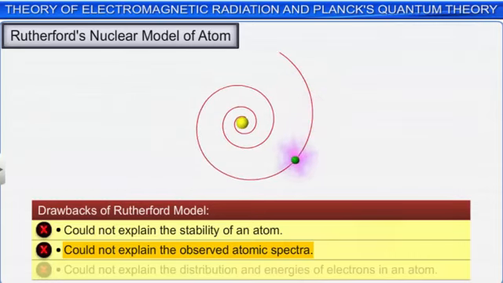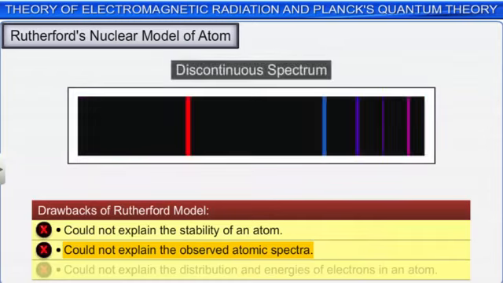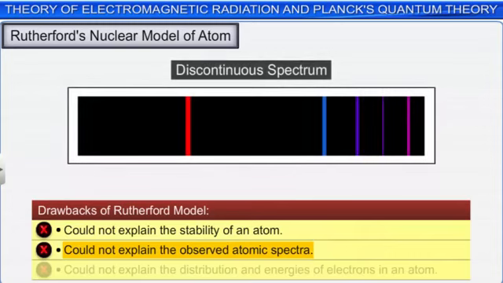This is because, according to the electromagnetic theory, an accelerated electron continuously emits energy, and ultimately it falls into the nucleus along a spiral path. As the electron is emitting the energy continuously, the spectra of such an atom also should be continuous. But the spectra of elements indicate that atoms emit energy discontinuously, and hence the Rutherford's atomic model couldn't explain the observed spectra of atoms.